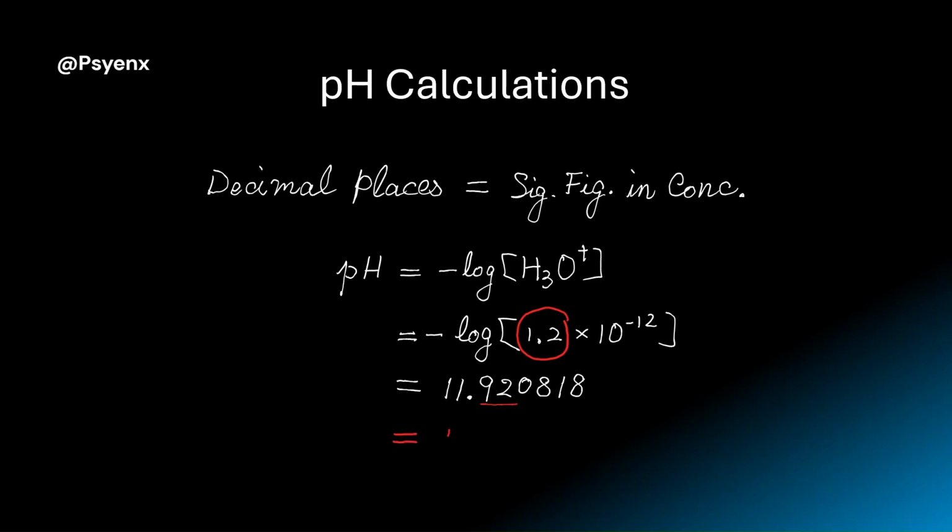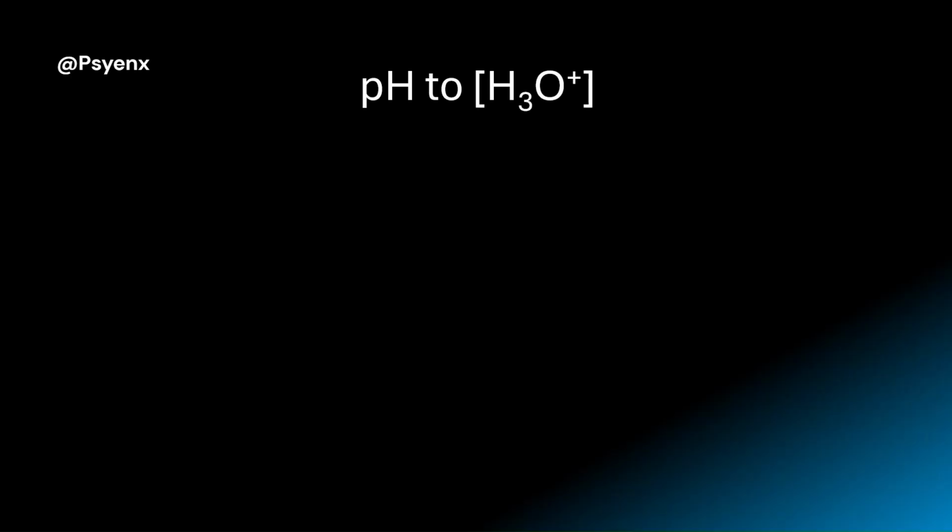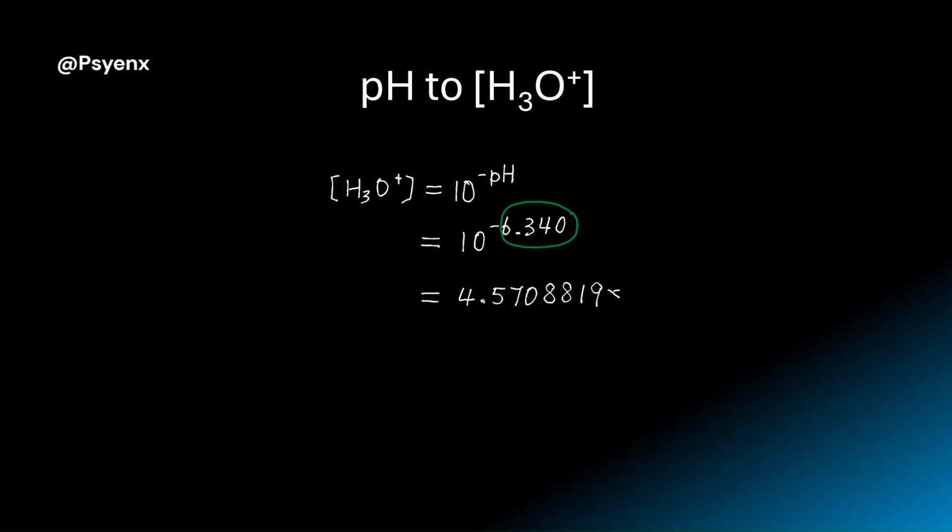The final answer, 11.92. To convert pH to hydronium concentration, the reversed formula is used. For a pH of 6.340, it gives an initial result of 4.5708819 times 10 to the minus 7th power. There are 3 digits after the decimal in the pH. We then keep 3 significant figures. The final answer is 4.57 times 10 to the minus 7th power.